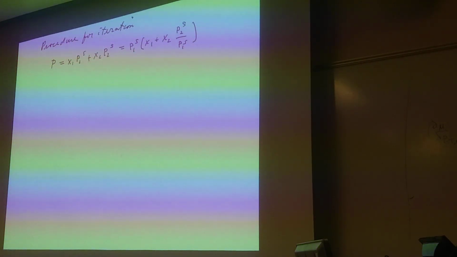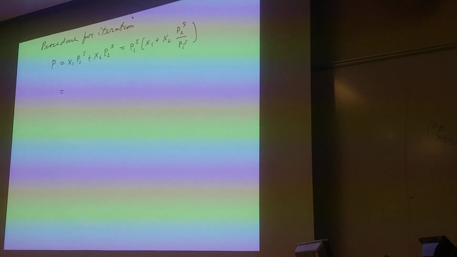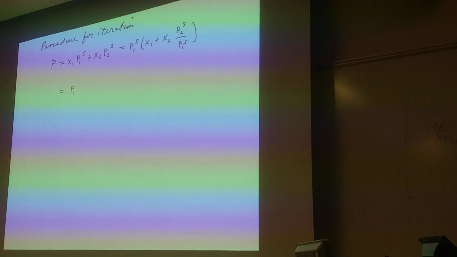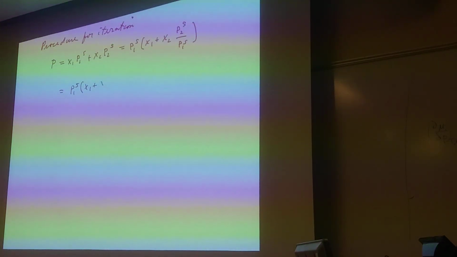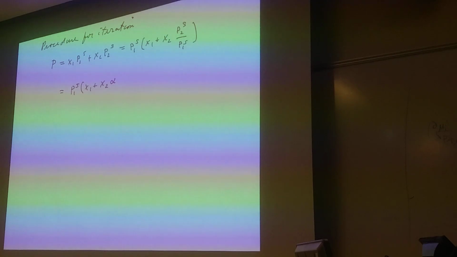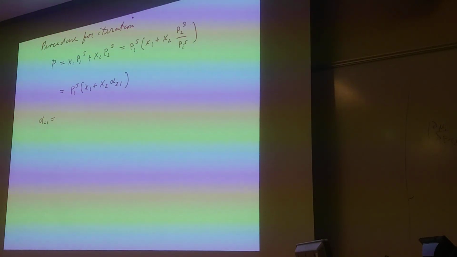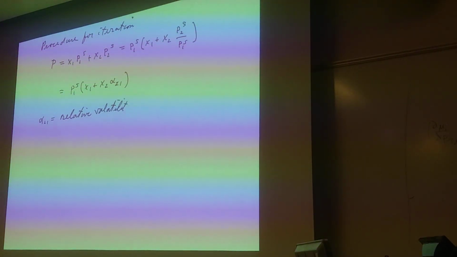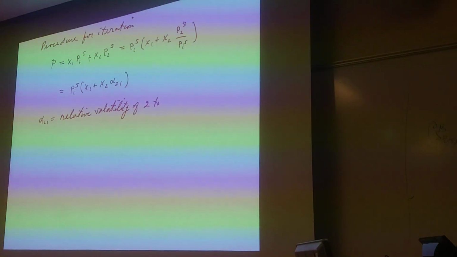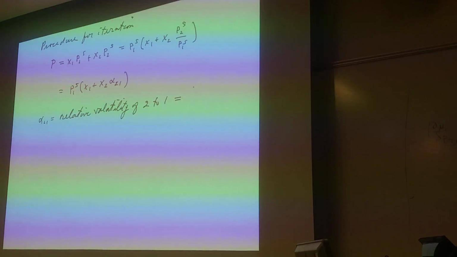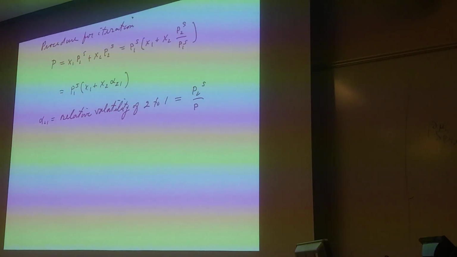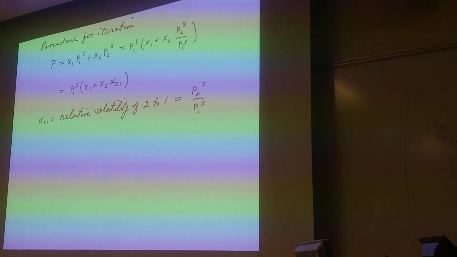And then I'm going to define that ratio as alpha here, so let me just write it and then talk about it a little bit. So alpha 2,1, which for a Raoult's law system, well, first of all, it's called the relative volatility of 2 to 1. And for our case, it is just the ratio of the vapor pressures. If the system's not obeying Raoult's law, it's a little bit more complicated, but this is what it is for this case.